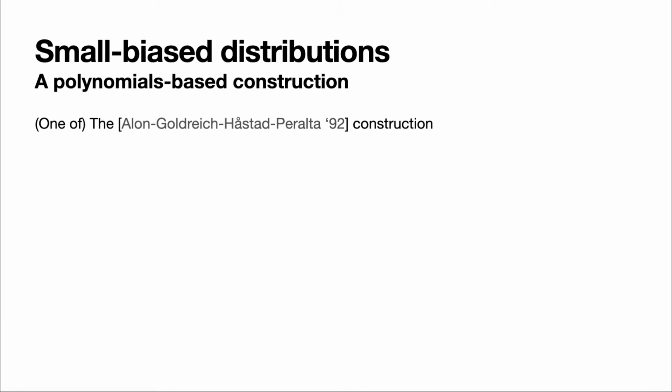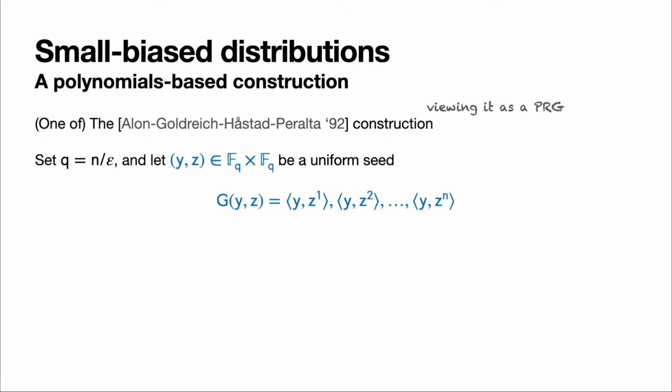Good. Here's the AGHP construction as a PRG. So let's set some Q to be n over epsilon. And the seed will have two parts, y and z, two field elements. It's a uniform seed. And what we output is simply the inner product between y and z, yz squared, yz cubed, etc., up to yz to the n. We first view those as field elements, and then take, say, their representation as binary vectors, and take the inner product mod 2.